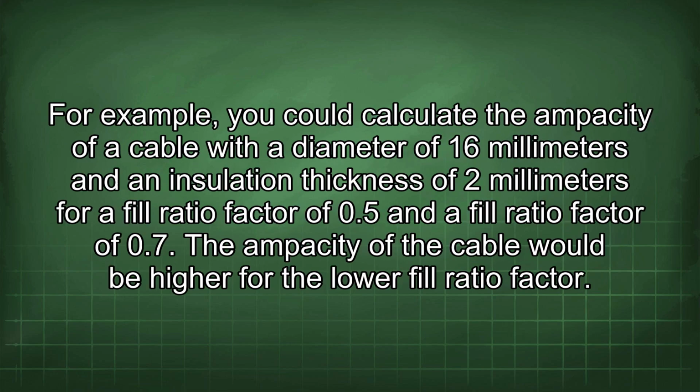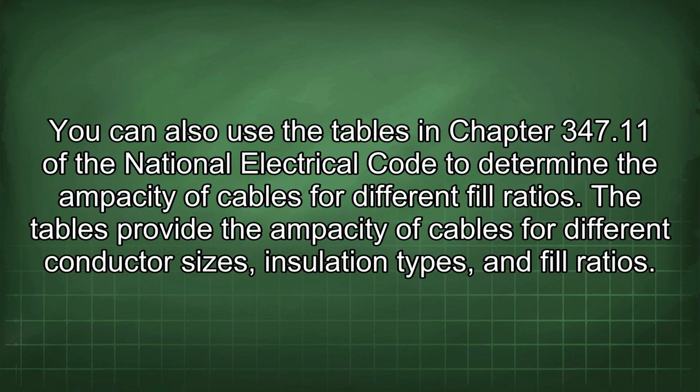For example, you could calculate the ampacity of a cable with a diameter of 16 mm and an insulation thickness of 2 mm for a fill ratio factor of 0.5 and a fill ratio factor of 0.7. The ampacity of the cable would be higher for the lower fill ratio factor. You can also use the tables in Chapter 347.11 of the National Electrical Code to determine the ampacity of cables for different fill ratios. The tables provide the ampacity of cables for different conductor sizes, insulation types, and fill ratios.